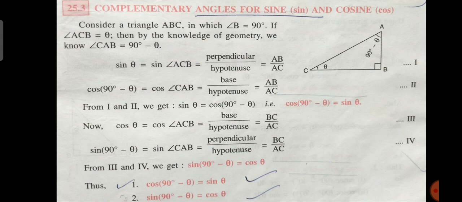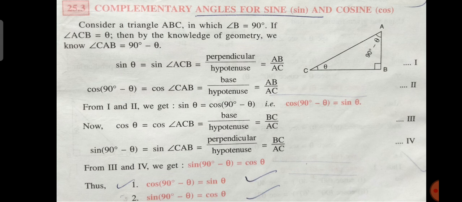From equations 1 and 2, sin theta is equal to cos 90 minus theta. Here the base for angle 90 minus theta is AB, so cos 90 minus theta is AB by AC. These two are equal, so sin theta is cos 90 minus theta. What is cos theta? Cos theta is BC by AC. And sin 90 minus theta is BC by AC. So sin 90 minus theta is equal to cos theta.